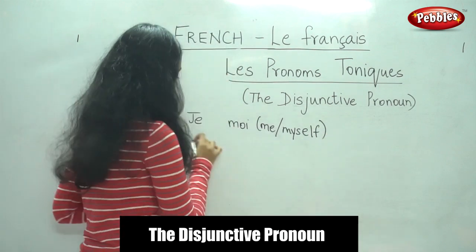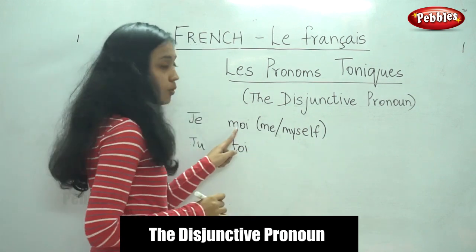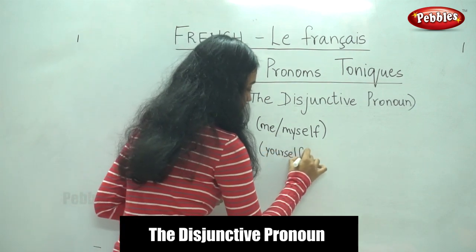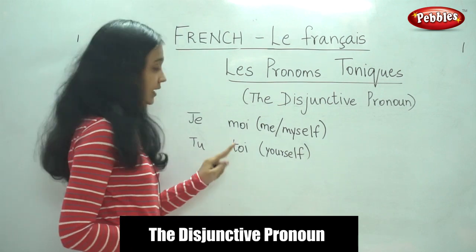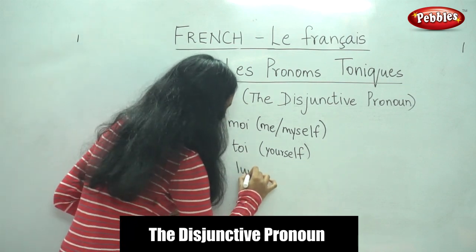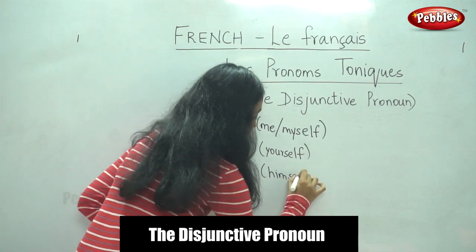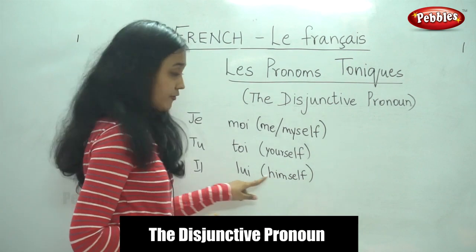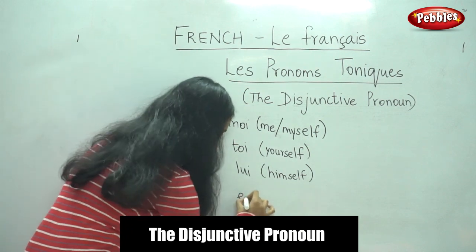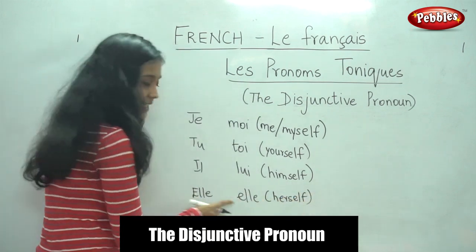So for tu, in the tu conjugation we say toi. Moi, toi. Toi means yourself. For il, we say lui. Lui means himself. For elle, it is elle itself. Herself. For elle, it remains the same.